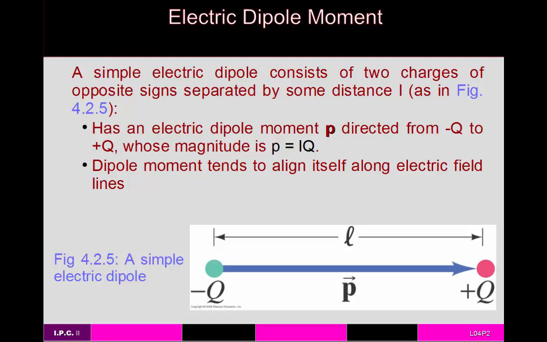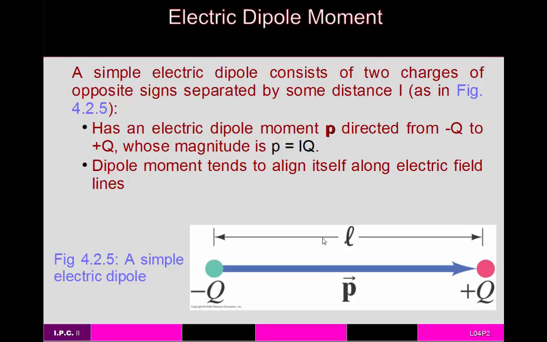Alright, I want to talk now about electric dipole moments because this ties in basically to the explanation of how dielectrics ultimately work to increase the capacitance of a capacitor. So let's begin with the simple electric dipole again, which is pictured here. A simple electric dipole basically involves a positive charge and a negative charge of equal magnitude separated by some distance L.